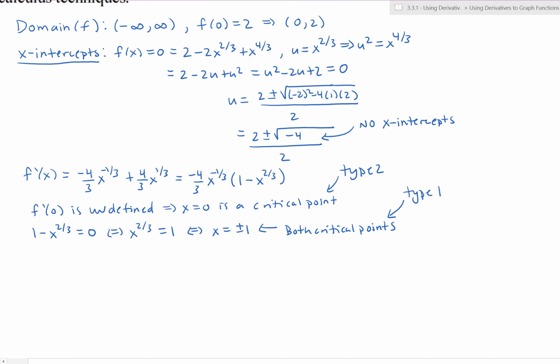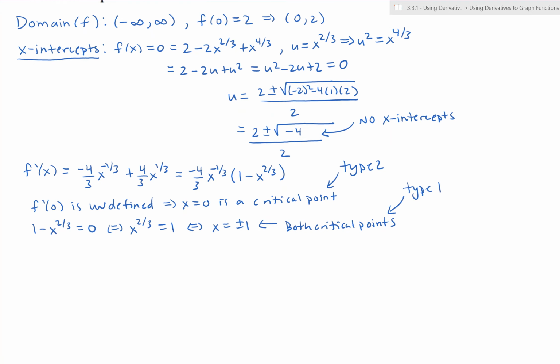Now, we might as well, while we're at it, go and do some sign analysis on the first derivative. So here is the sign chart. Here's f prime. Here's x. Let's figure out what's going on. We know at negative 1 and at 1, this function's derivative is 0. And at 0, I'll just write a u for undefined.